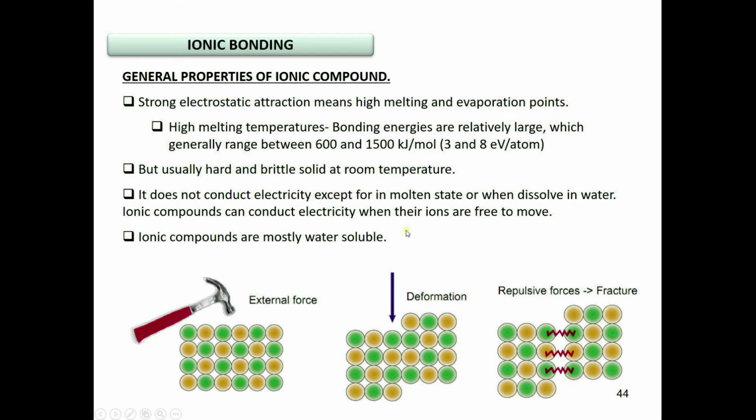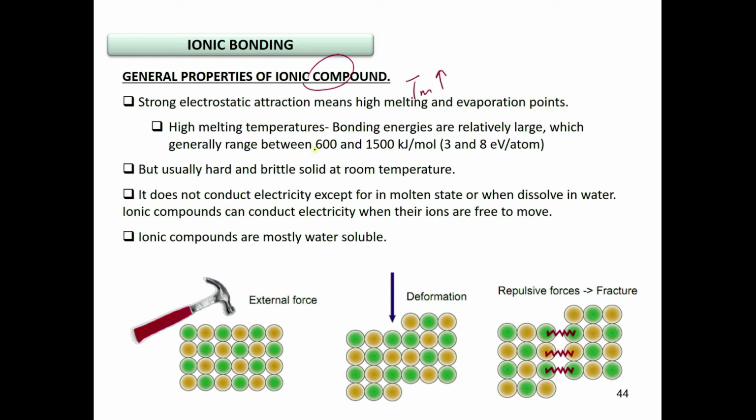So these are the general properties of the ionic compound formed from atoms which have higher electronegativity plus lower electronegativity, that form ions and are then attracted to each other via strong electrostatic charges. So you see, due to this strong electrostatic attraction between the atoms, the compound always has a high melting temperature and evaporation point.